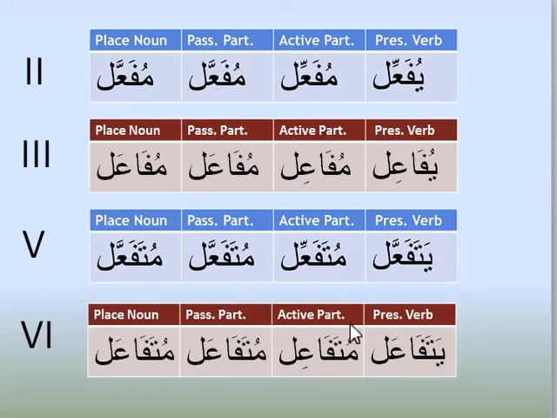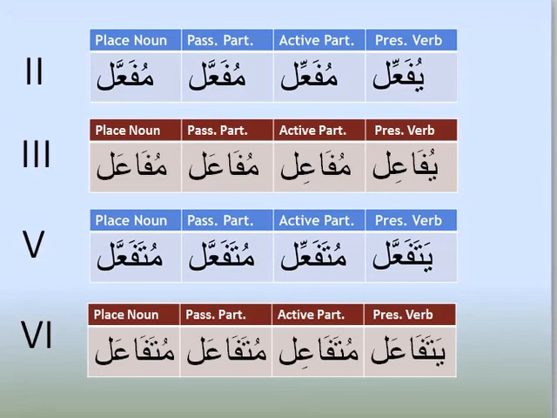It's the exact same pattern for measure 6. So here's our present tense verb, yetafa'al. Right. Again, we put this mu in front. It's always going to be mu for every measure with the exception of measure 1, they're always mu. Mutafa'il, mutafa'al, mutafa'al. Okay.